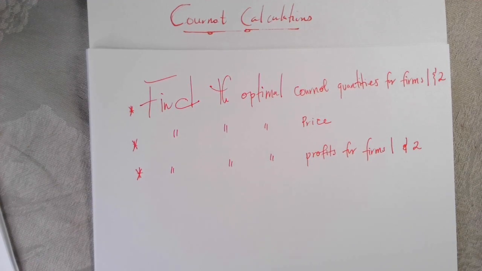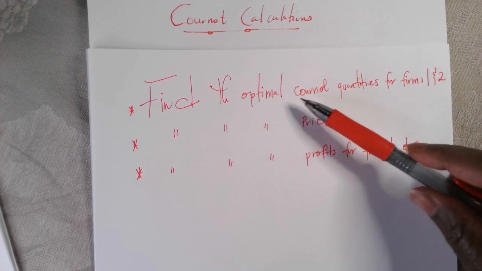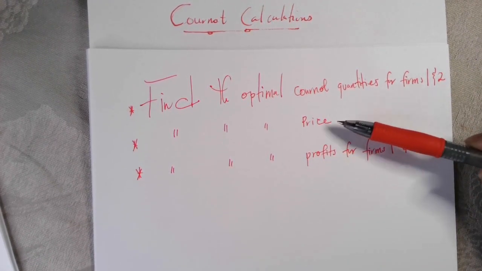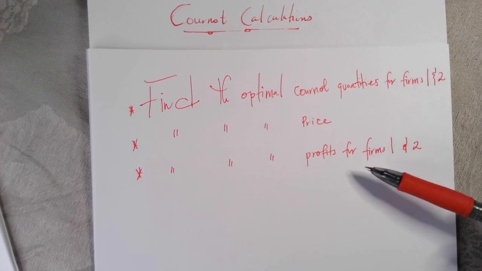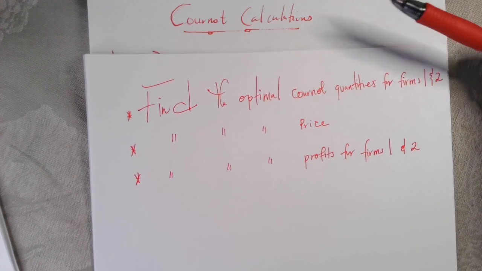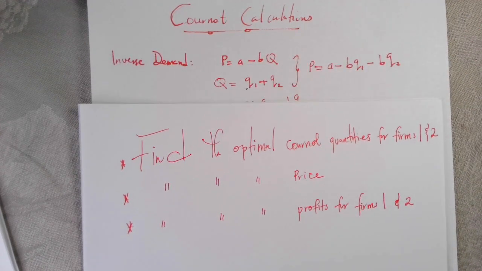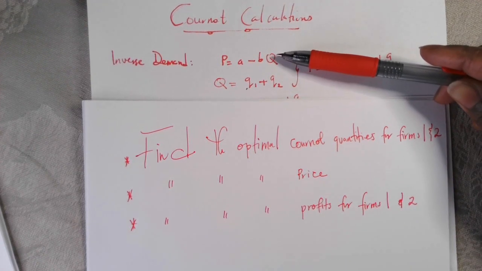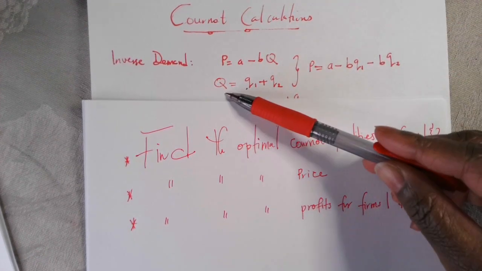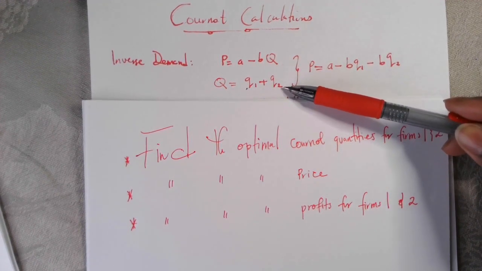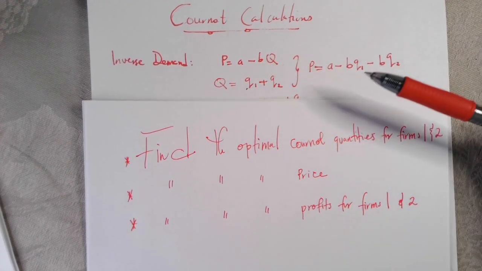All right. Our task today is to find the optimal Cournot quantities for firms 1 and 2, the optimal price, and the optimal profits for firms 1 and 2. So these are the Cournot calculations. Let's assume first that we have this inverse demand curve, P equals A minus BQ, and quantity for firm 1 Q1 and for firm 2 Q2, the sum of those will be the total quantity.